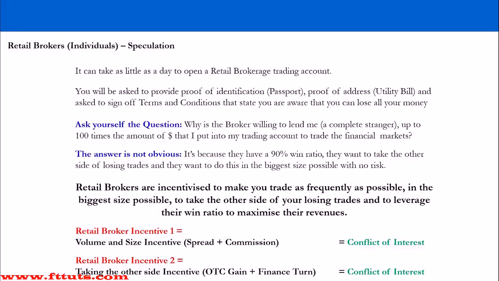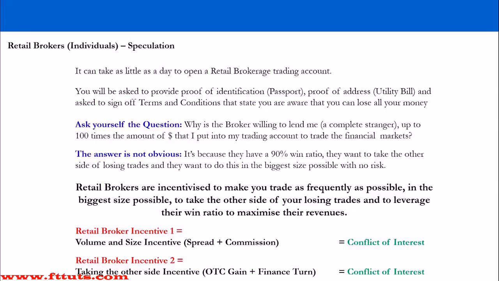It can take you as little as 1 day or even less. There's cases out there where it can take you a matter of hours to open a retail brokerage trading account. And what you'll typically be asked for is a proof of ID, so a passport, a proof of address, a utility bill, and you'll be asked to sign off terms and conditions that state you're totally aware that you can lose all of your money. So it's like a disclaimer for losing all of your money before you've even started.